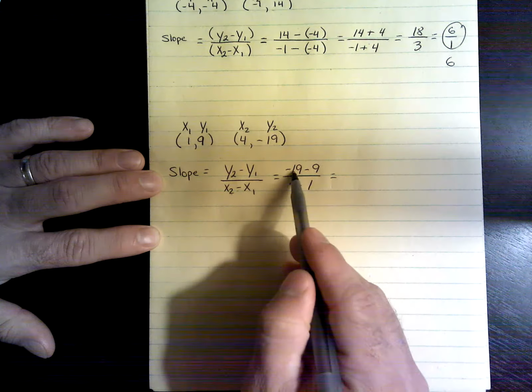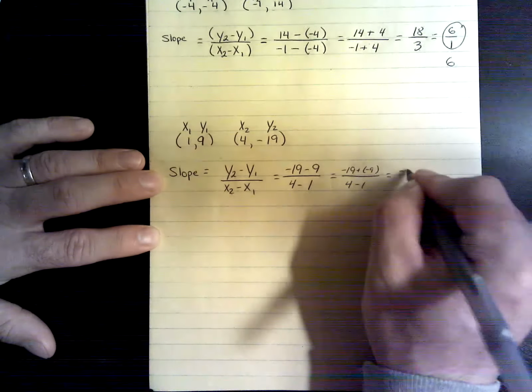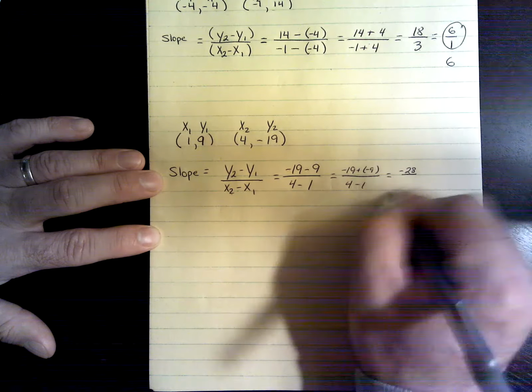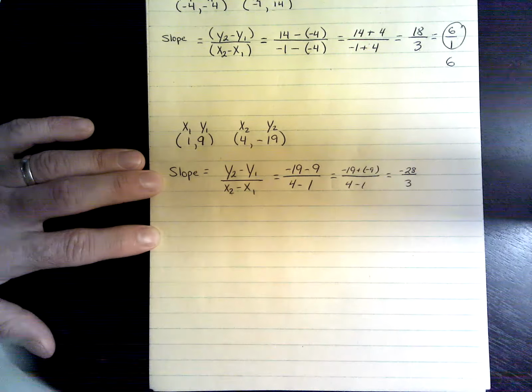So negative 19 minus 9 is like saying negative 19 plus negative 9. And 4 minus 1 is just going to be 4 minus 1. So we're going to have a negative 28 over 3.